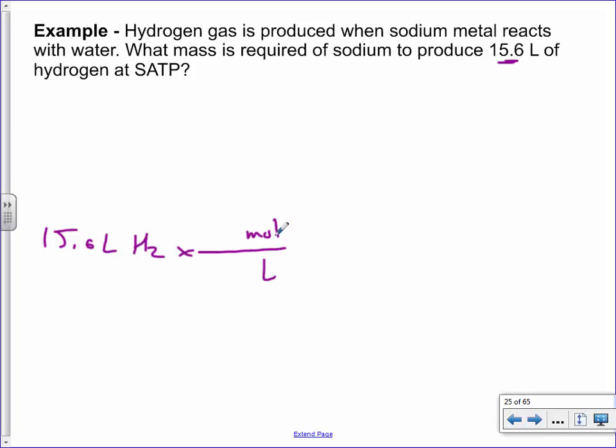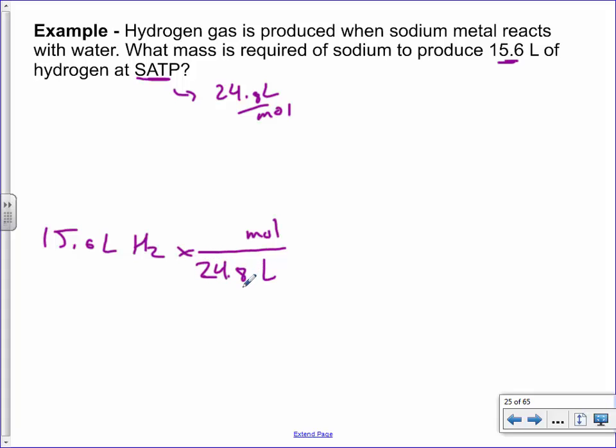We need a moles-liter relationship for hydrogen gas, and here's the real kicker. It's at SATP. Didn't we learn such a number in the last unit? There are 24.8 liters in a mole at SATP. We can kind of combine last unit and this unit now. So where does that 24.8 go, on the top or the bottom? It goes on the bottom.